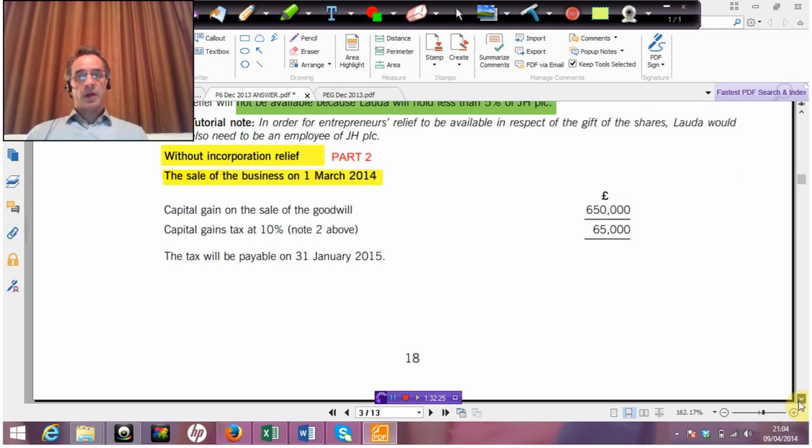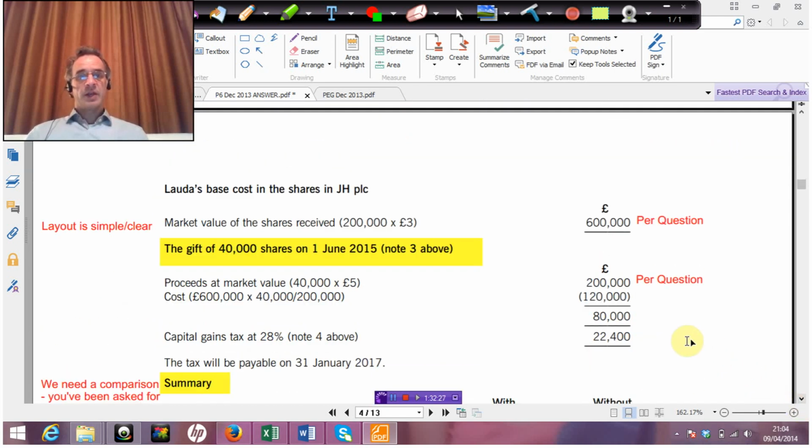Okay. Over and above that, in terms of the base cost of the shares, we wouldn't have had any adjustment to the base cost at all. We have market value of the shares received. We've got 600,000. That's per question, and then we've got a gift of those shares, or a gift of 40,000 of those shares at this date. And again, they give us the MV at that date, so we can simply just take that per the question.